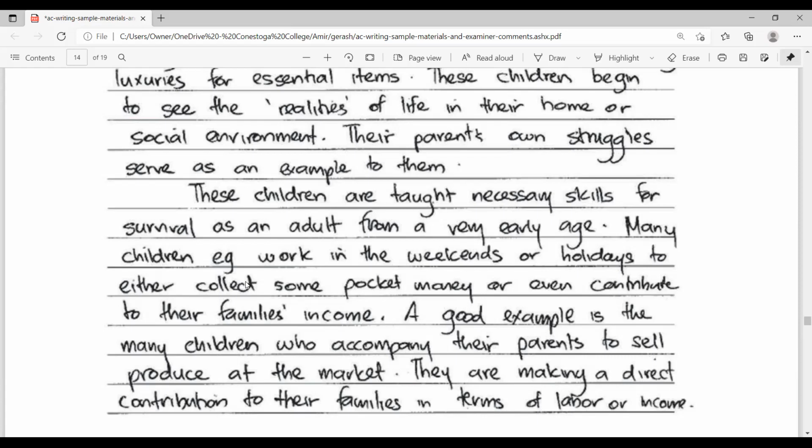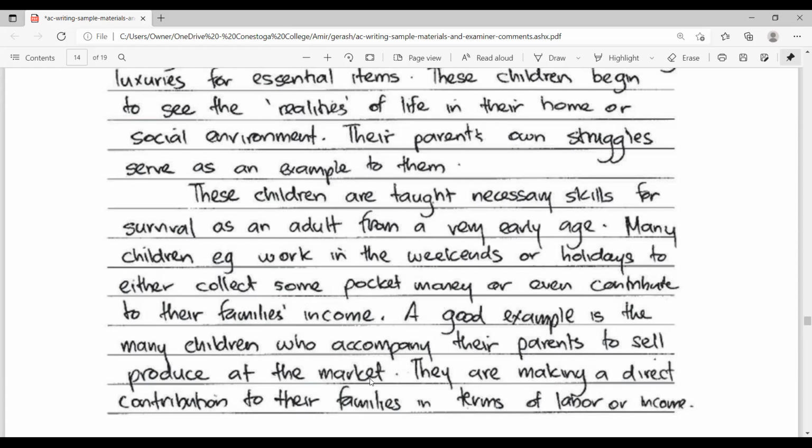Many children, again, as you see here, e.g., that's not actually a good job which is done here. It needs to be, for instance, or for example, work at weekends or holidays to either collect some pocket money or even contribute to their family's income. A good example is the many children who accompany their parents to sell produce at the market.